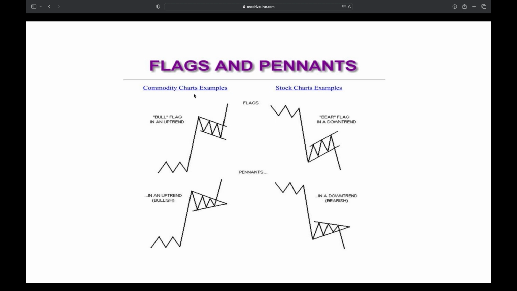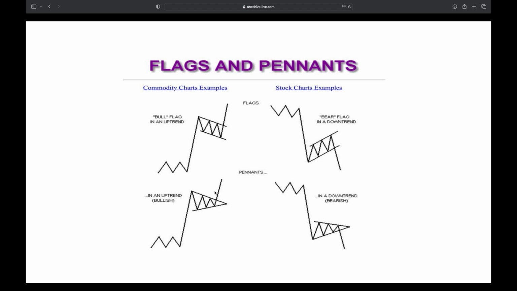Flags and pennants. This is a bull flag, one of my favorite patterns. The market goes up, consolidates, creates a flag, and then they break out and go ahead to the top. I don't just hop in on this breakout. I wait for the pullback or the retest back to support, then I get in this trade and ride it up. This is a bear flag. The market goes down, consolidates, creates the flag, then they break out and go on the downtrend.